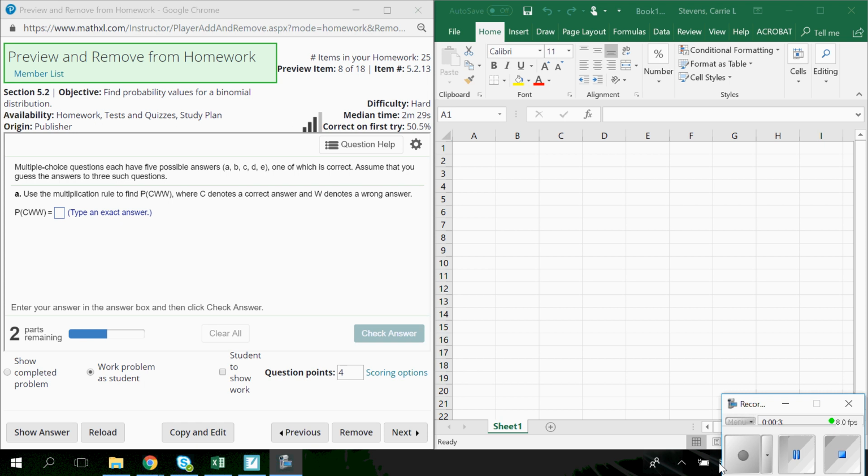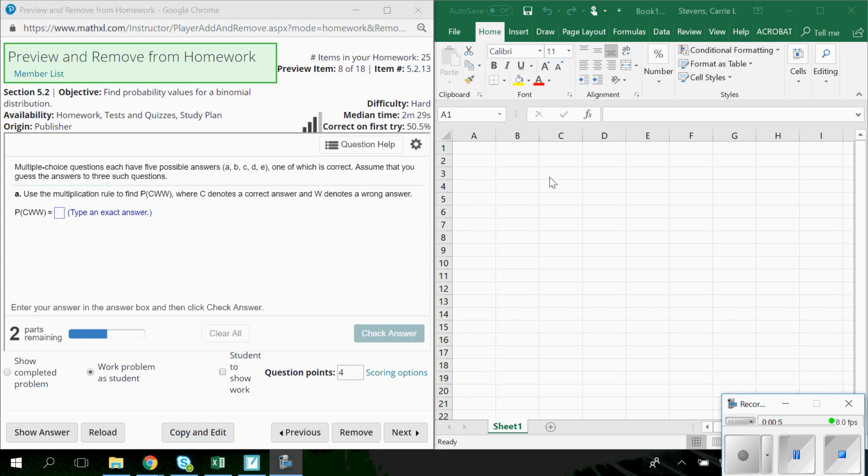Multiple choice questions each have 5 possible answers, one of which is correct. Assume that you guess the answers to 3 such questions. Use the multiplication rule to find the probability of correct, then wrong again.